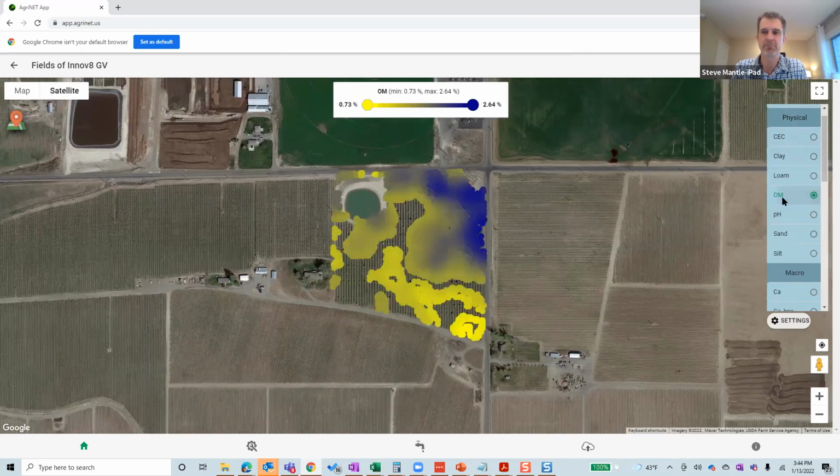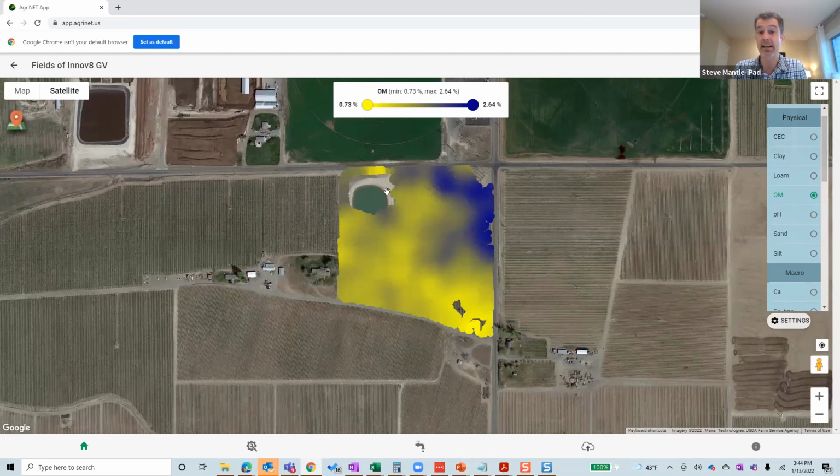Again, we can change to organic matter here and see a lot of variability in that block, right? From sub 1% to 2.5%. So a lot of different things going on, and it's all about looking at how that moves throughout the season, season to season. So, Ian, if you want to share back again as we get back to the PowerPoint.